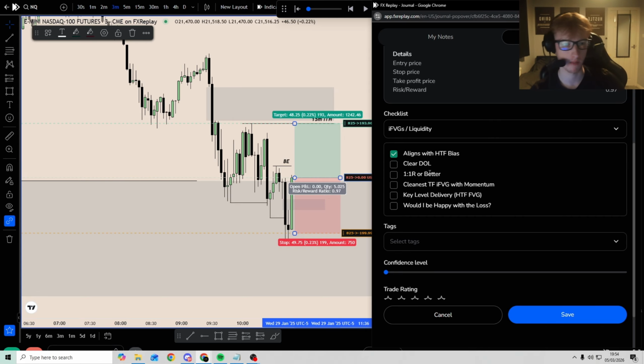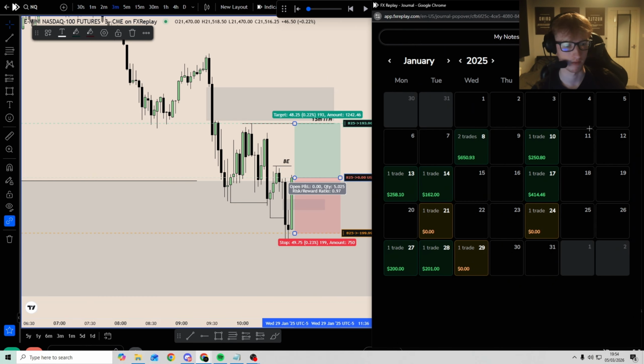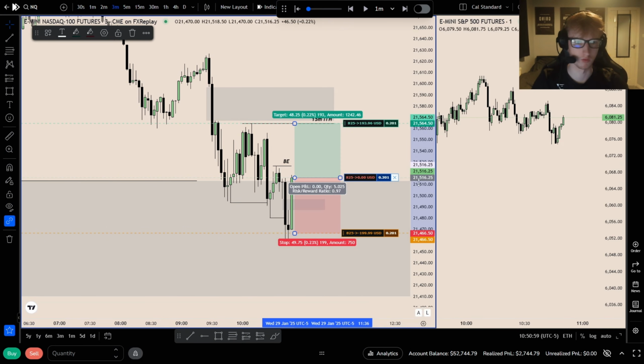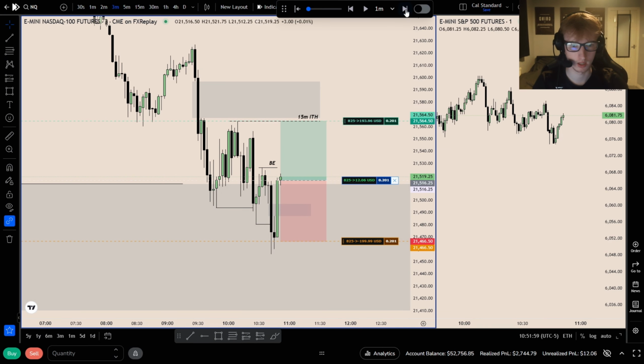So it aligns with my high time frame bias. Clear draw on liquidity to the 15-minute high and the new accompanying gap. 1R. Cleanest time frames are 3. And I'll be happy with the loss. We're delivering out of a 4R off a value gap. So really clean setup here. Let's see how we react.